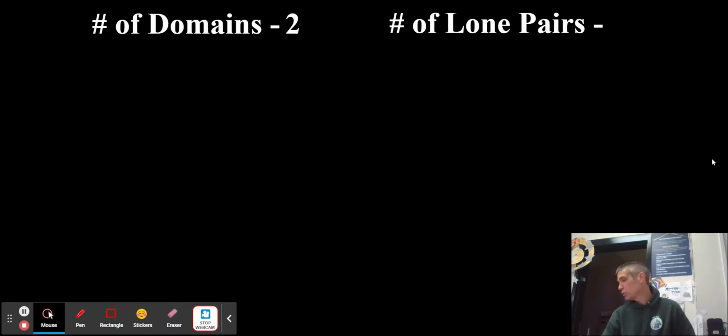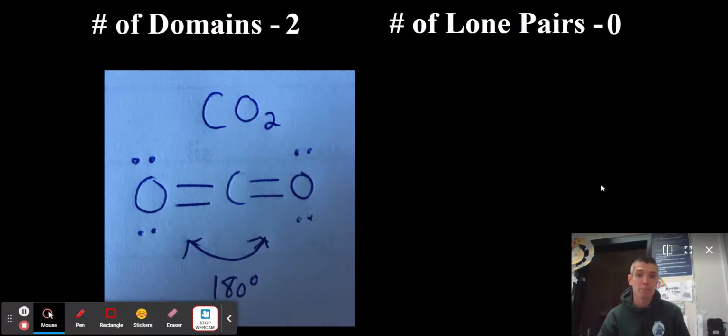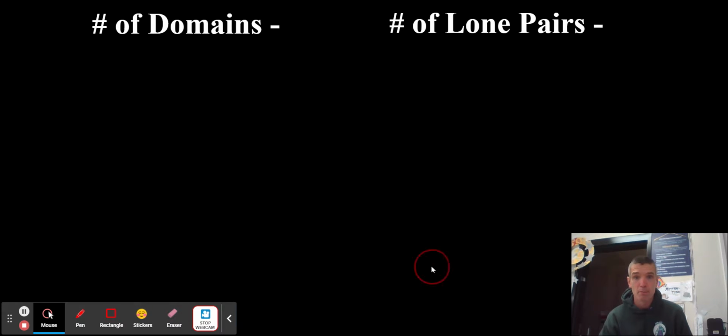First molecule has two domains and no lone pairs. This is the classic CO2. You can see that molecule. This is known as a linear shape. Now remember, we're talking about from the central atom here.